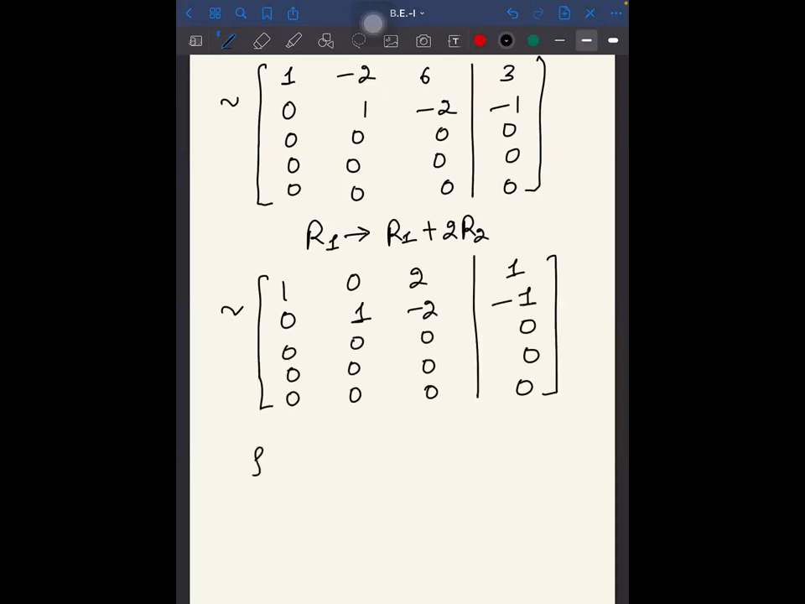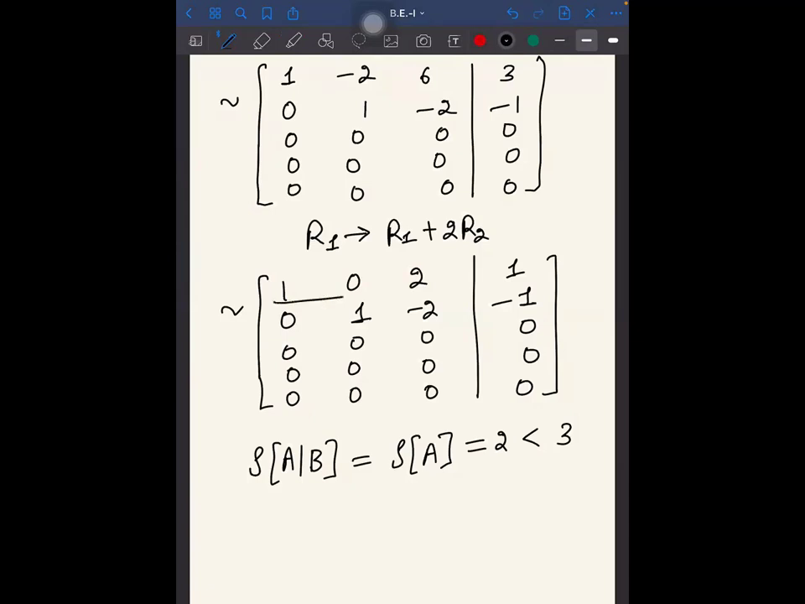So what do you say? The rank of the augmented matrix is what? 2. Yes, 2. And what is the rank of A? A means this part only, right? 2. Yes, 2. So the rank is same, but it is less than the number of variables, that is 3. How many solutions will it have? Infinite solutions. Yes.